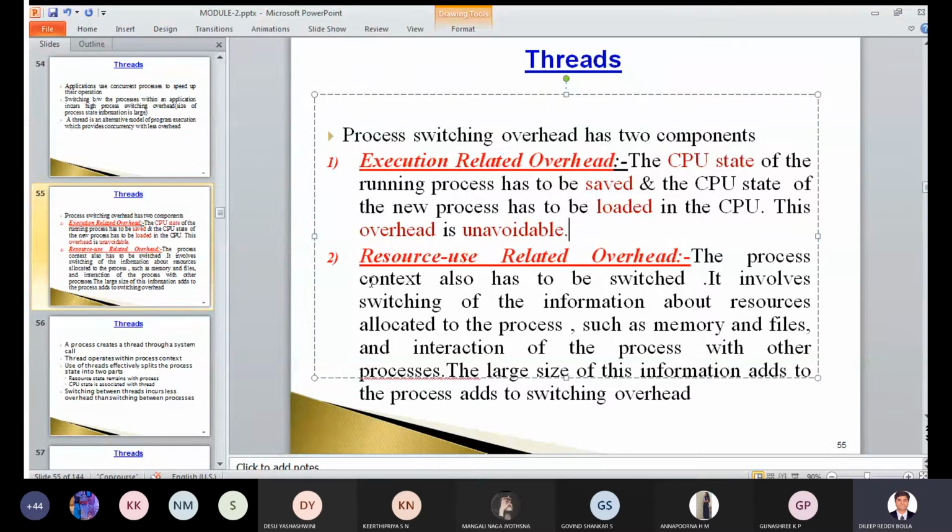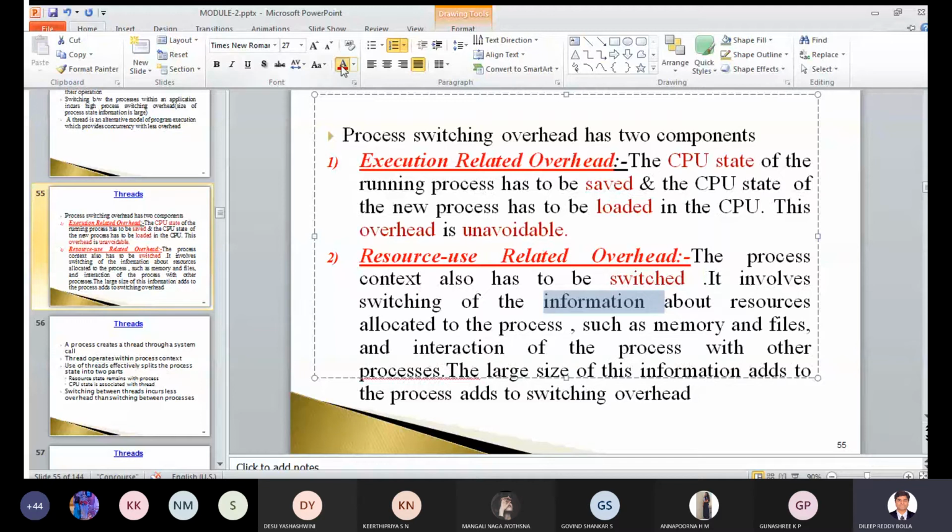The next is the resource use related overhead. Whenever you are trying to use the resources, we get the overhead. What is this? The process context also has to be switched. So we need to switch this process context also. What does it involve? It involves switching of the information about resources allocated to the process. So we need to switch the information.